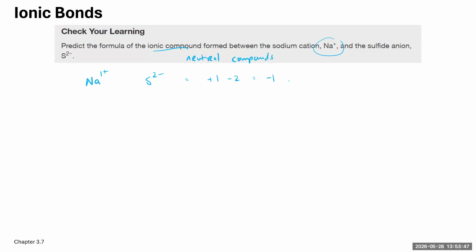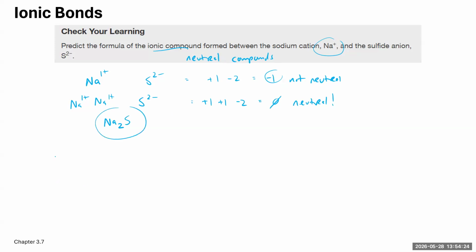1 minus 2 is -1. This is not neutral. So because it's negative, we want to add another sodium to this. So it's going to be Na1 plus, Na1 plus, S2 minus. That's a plus 1 minus 2. That's going to be a neutral compound. So it's going to be Na2S.